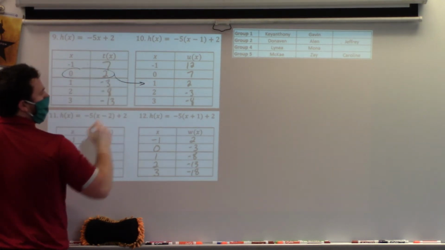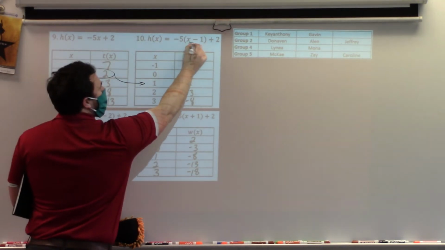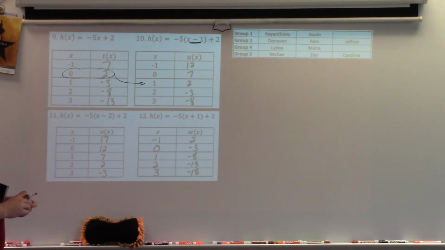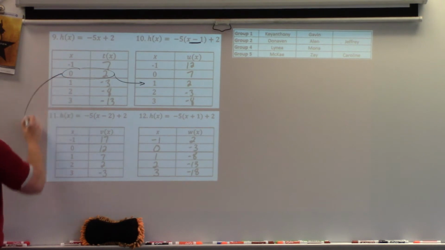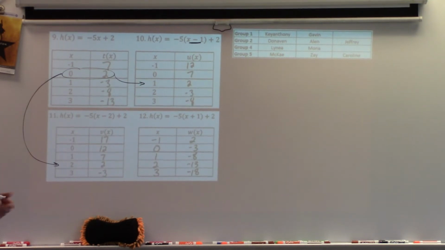It became 1, 2 when we did x minus 1. When it was x minus 2, that 0, 2 became 2, 2. As in the x was translated to the right 2 units. It's a part of transformations that we will study within this year. That's a detail that you want to notice.